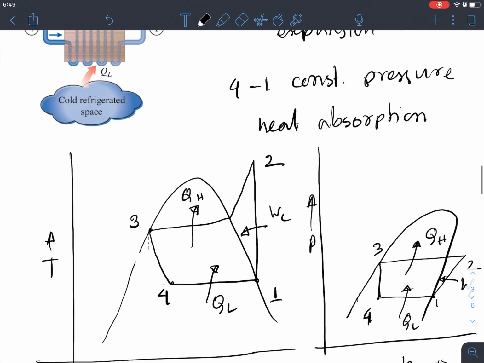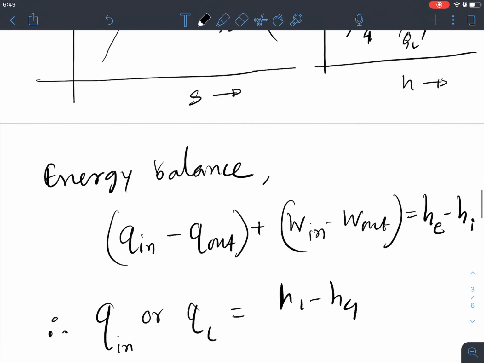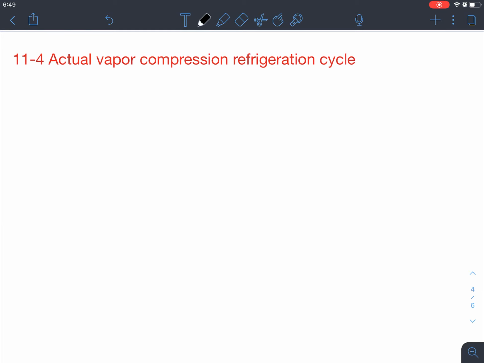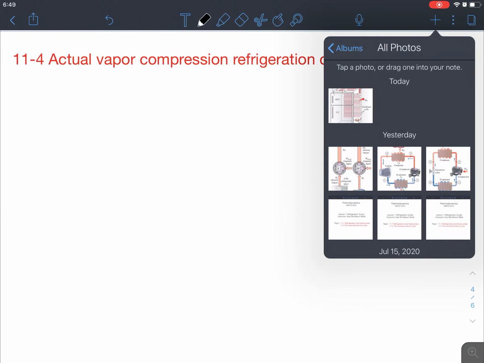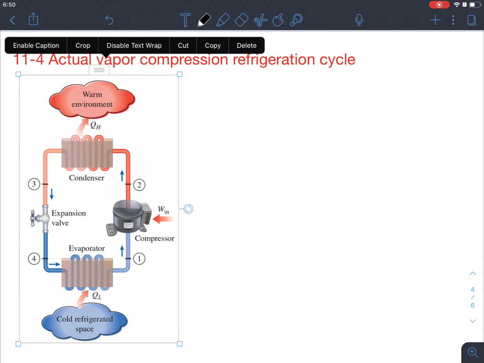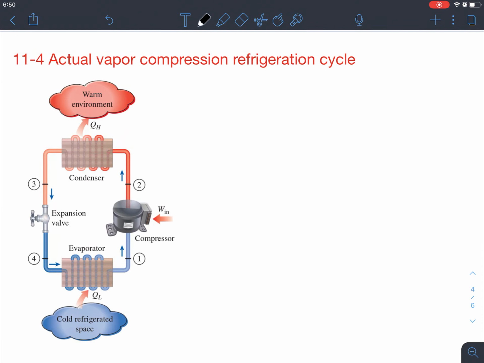So now we know the ideal cycle, and we know the energy balance equation. Also we know the coefficient of performance, right? So let's take a look at what is happening in the actual cycle, or what the limitations are in ideal cases. So in the actual vapor compression refrigeration cycle, let me write it one more time. Okay, so this is the ideal case, right? In the ideal refrigeration cycle, or the vapor compression refrigeration cycle.